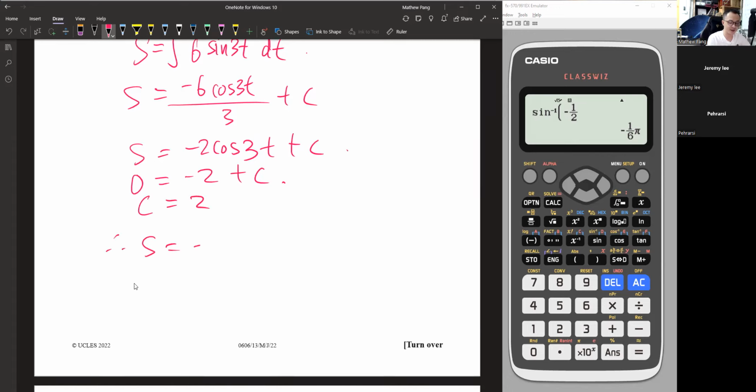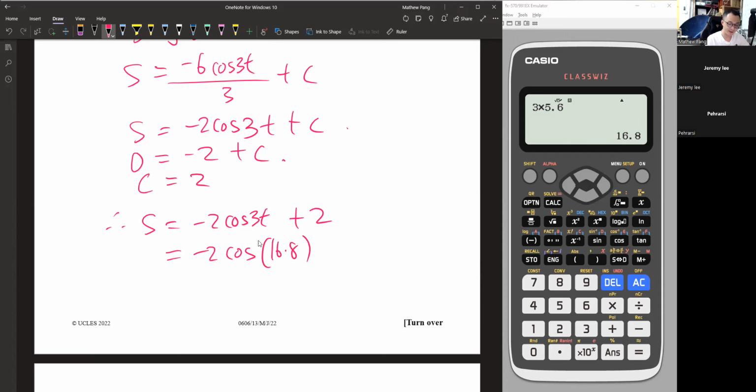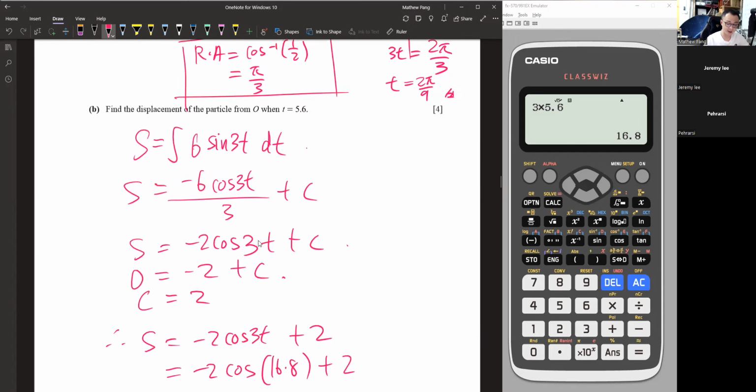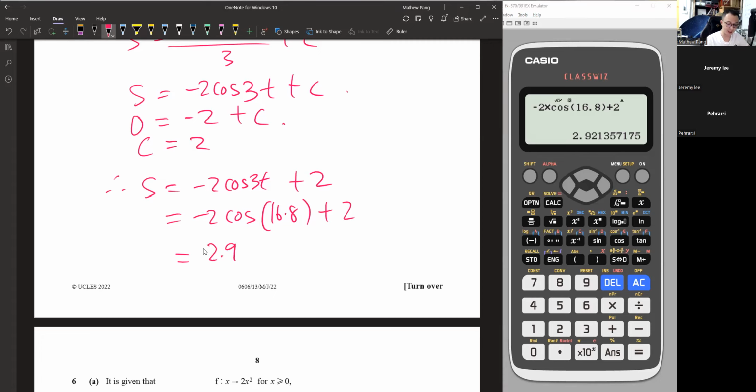Now I can plug in my time value, 5.6. 3 multiply 5.6, 16.8, plus 2. Make sure your calculator is in radian. -2 multiply cos 16.8 plus 2. So you will get 2.92 meter.